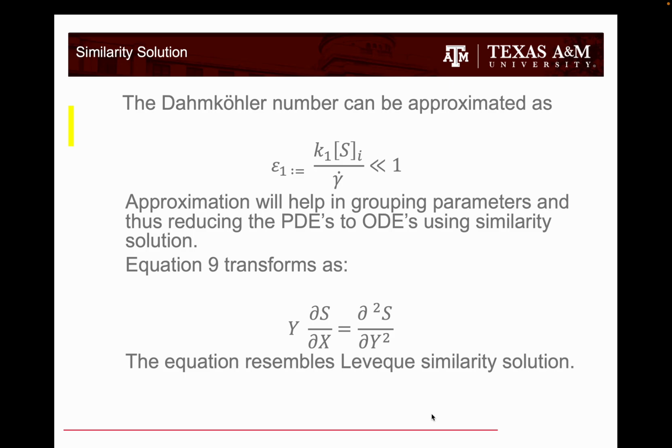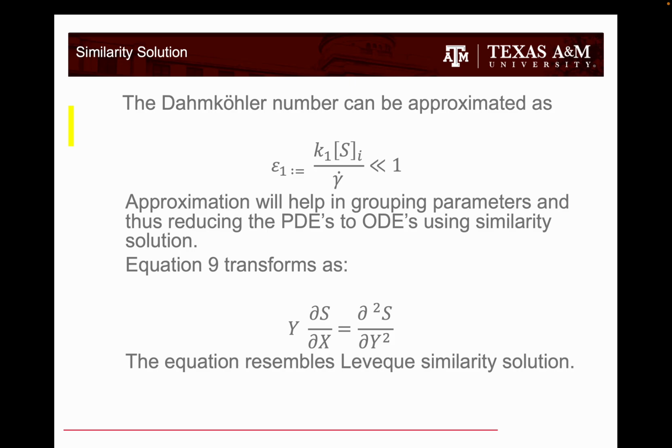In the microfluidic system, the rate constant is generally from 10 to the power 1 to 10 to the power 7 molar inverse second inverse, and the shear rate falls anywhere between 10 to the power 4 to 10 to the power 5, and generally the substrate concentrations are higher. This leads to epsilon 1, which is the Damkohler number as mentioned here, to be very small, and that can be neglected from the main equation.